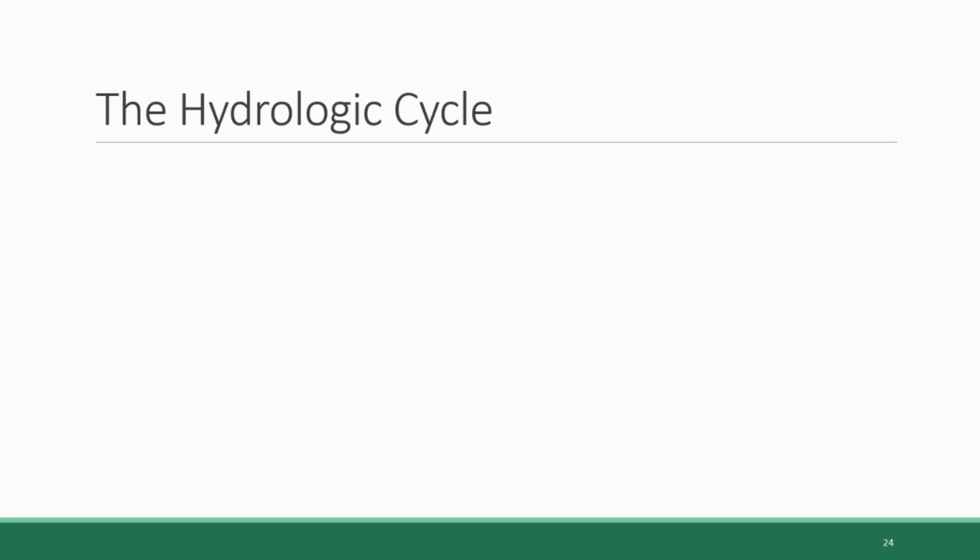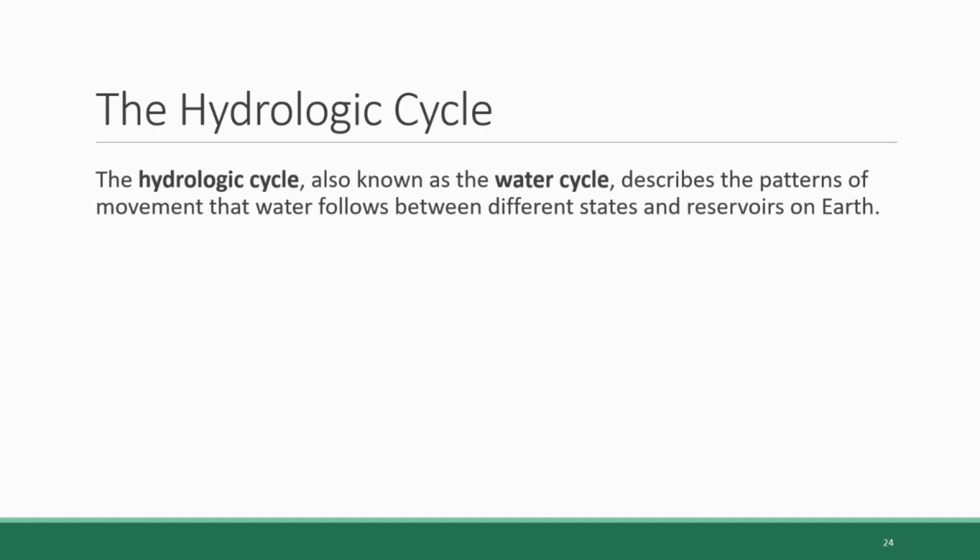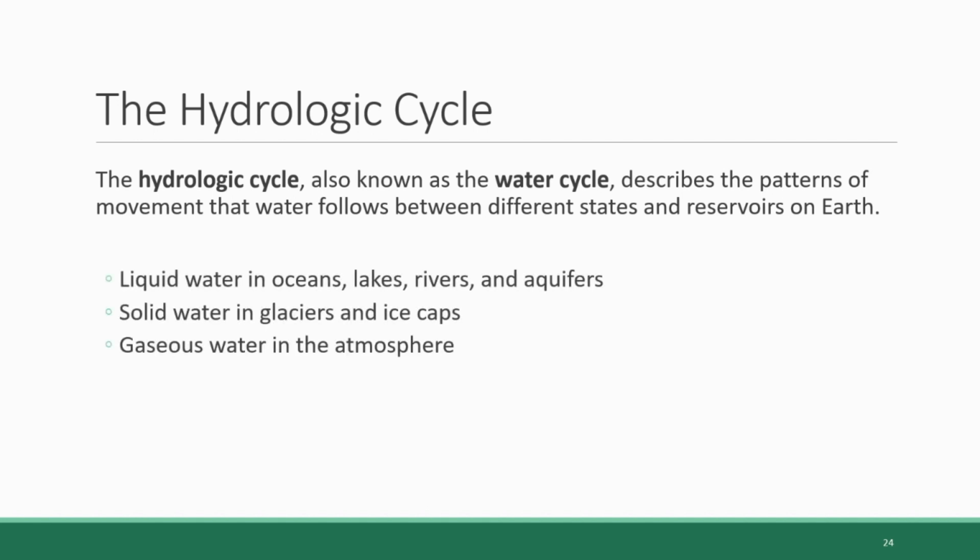So we've now talked in detail about the chemistry of water, and the next topic to tackle in our look at water is the hydrologic cycle, also known as the water cycle. The hydrologic cycle describes patterns of movement that water follows between different states and reservoirs on Earth. This includes the liquid water that's found in Earth's oceans, lakes, rivers, and aquifers, the solid water that's found in glaciers and ice caps, and finally the gaseous water vapor that's found in the atmosphere.